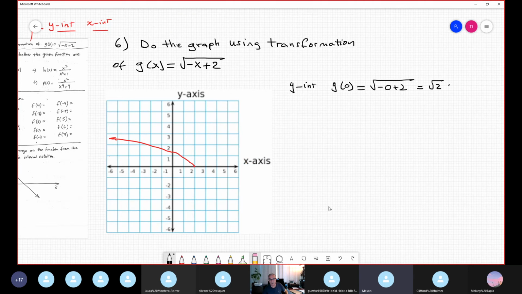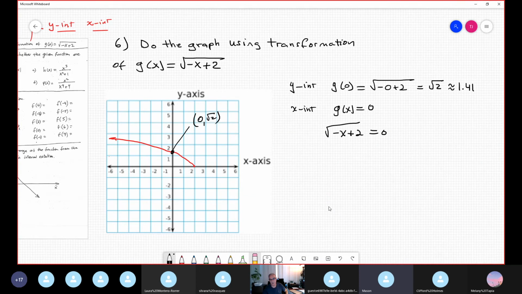Radical 2, you put in the calculator, is approximately 1.41. That point is the point 0, comma, radical 2. And for the x-intercept, the formula is g of x equal to 0. So, who is g of x? The original equation given. I copy that and force it to be 0.